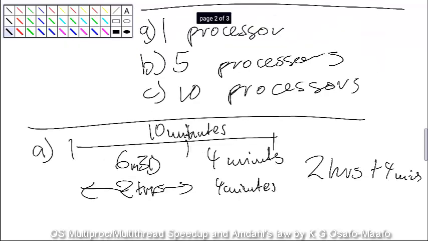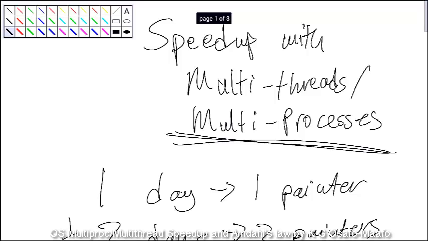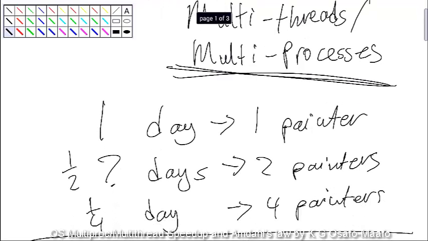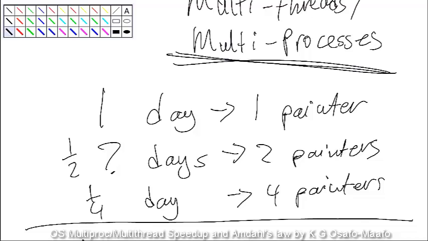Now, this isn't difficult to understand. Just look at the first one that we talked about. If there's one painter, and I'm using 2 painters, my speed up is 2. So how much faster am I going? I'm going 2 times faster. So that's my speed up. If I'm using 4 painters, my speed up is 4. That's why I divide the original time by the speed up. This is the original time.